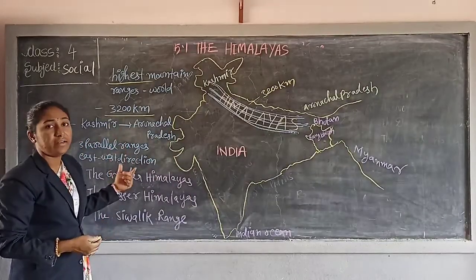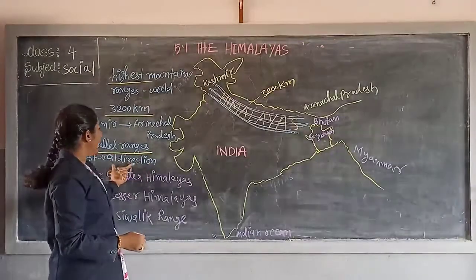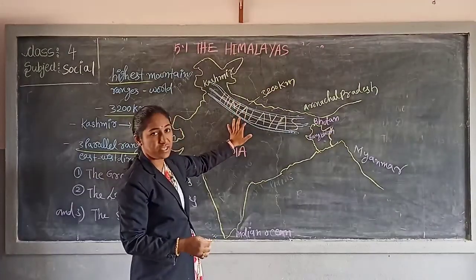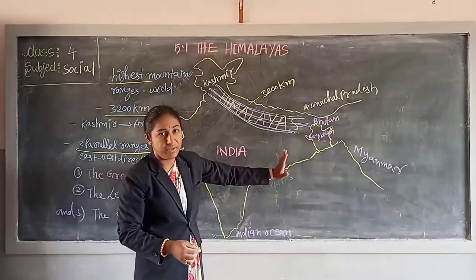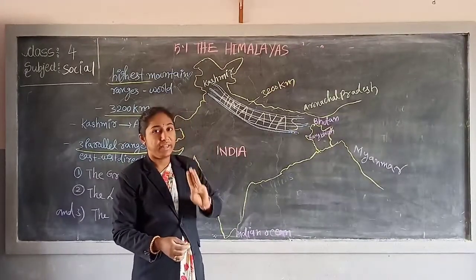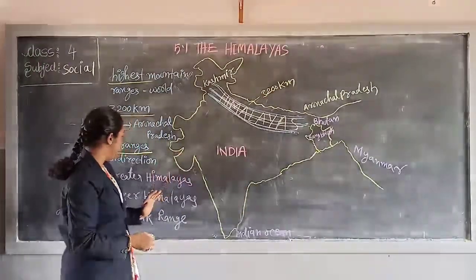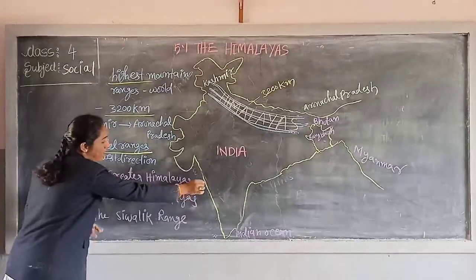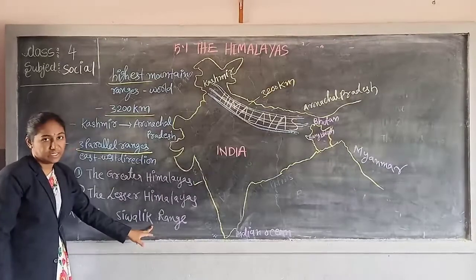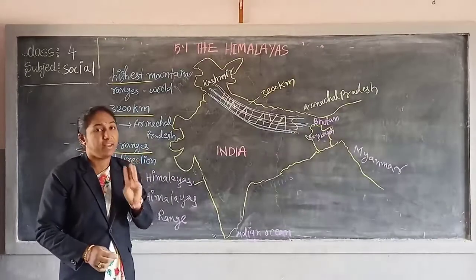These Himalayas run as three parallel ranges in the east-west direction. The three parallel ranges are the Greater Himalayas, the Lesser Himalayas, and the Siwalik range. In total, the Himalayas are divided into three parallel ranges.